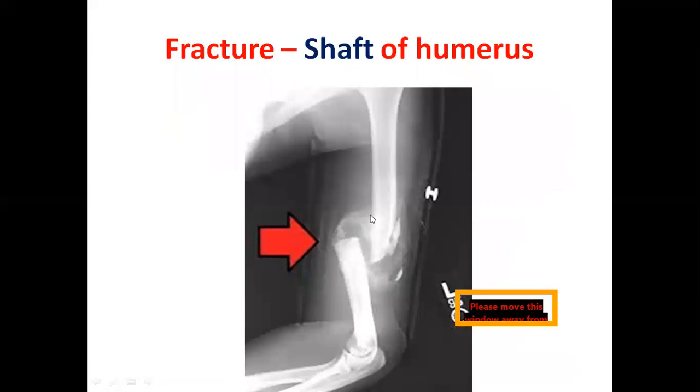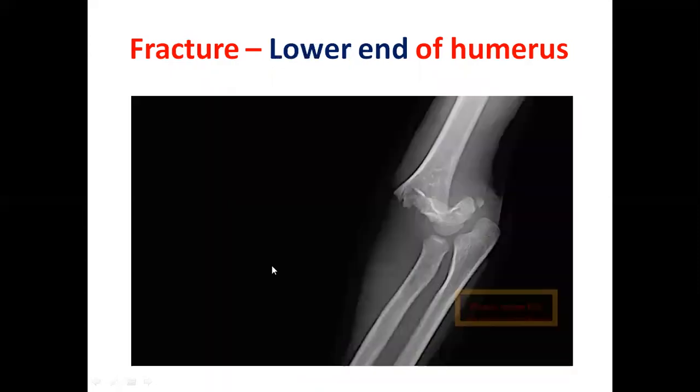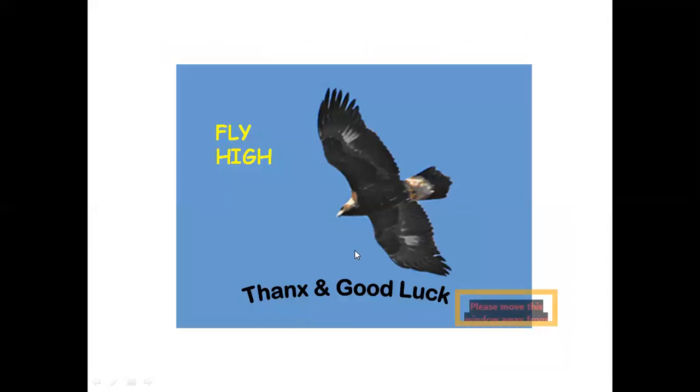This is also an X-ray showing a fracture of the shaft. This X-ray shows a fracture of the upper end of the humerus where the surgical neck is fractured, isn't it? And here you find the lower end of the humerus fractured, the supracondylar area. I hope you understood.